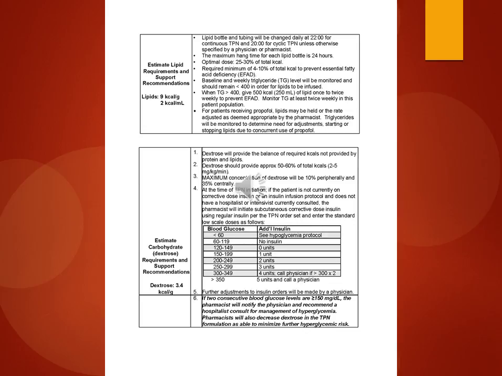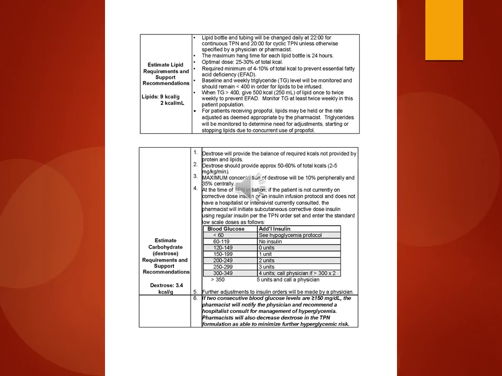For patients receiving propofol, lipids may be held or the rate adjusted as deemed appropriate by the pharmacist. Triglycerides will be monitored to determine need for adjustments. Dextrose will provide the balance of required calories not provided by amino acids and lipids. Dextrose should provide approximately 50 to 60% of total calories, 2 to 5 mg per kilogram per minute.